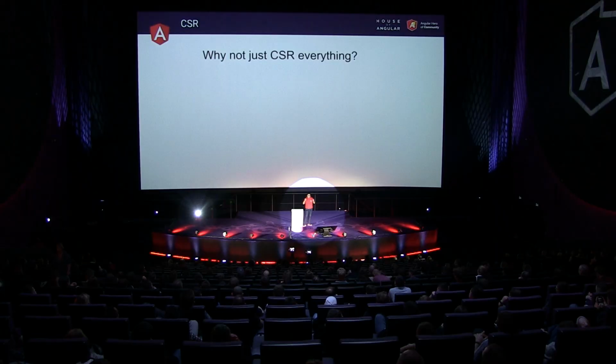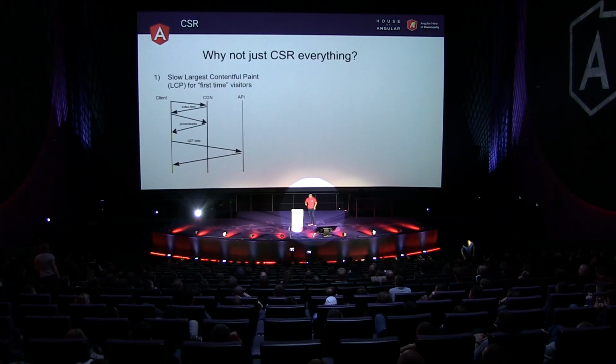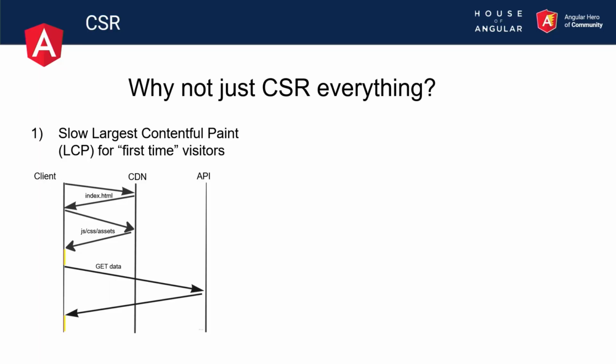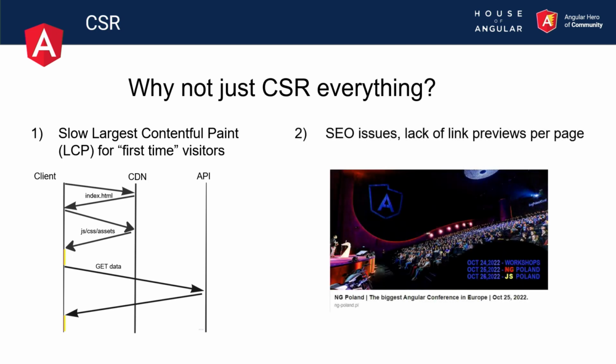Okay, so why not just CSR everything? Why do we need to have those different options? Well, with CSR we have a slow largest contentful paint, because we have to make a couple of round trips to actually render the largest stuff. But that is not the only problem, we also have SEO issues. Not all crawlers can execute JS, and we cannot generate multiple link previews for our CSR application. It will have only one link preview.